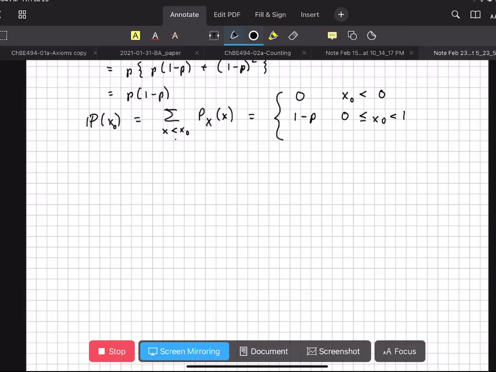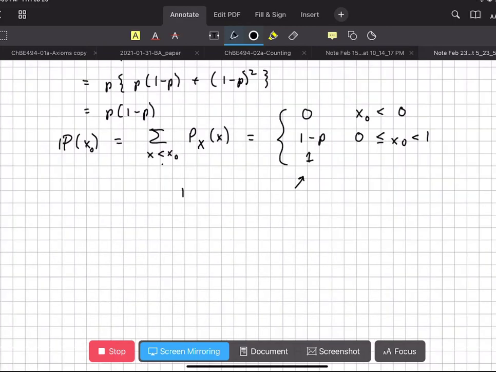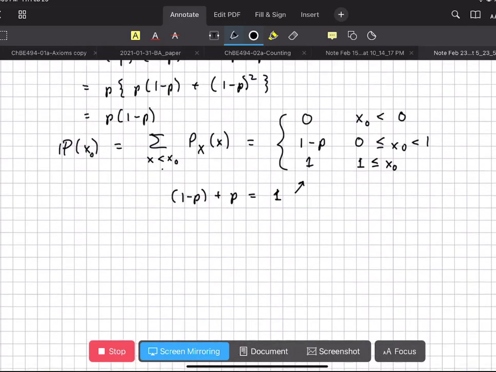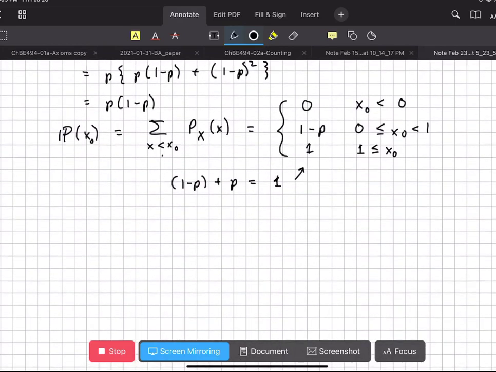Then we have a probability of success that's equal to p, but remember that it's not just p that goes here, it's the sum of p and 1 minus p. All the probabilities that come before are cumulatively added into this sum. This is happening because we added 1 minus p plus p, and it was equal to 1. That's going to happen as long as x naught is greater than or equal to 1. Once we consider values of x naught that exceed the maximum allowed value of x, we have counted all of the probability in the distribution.